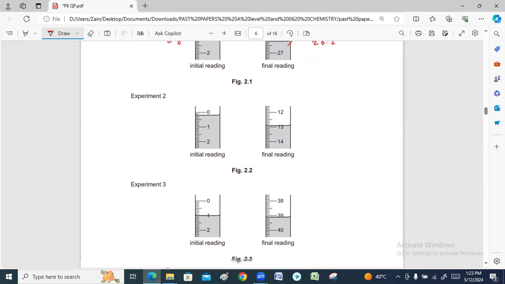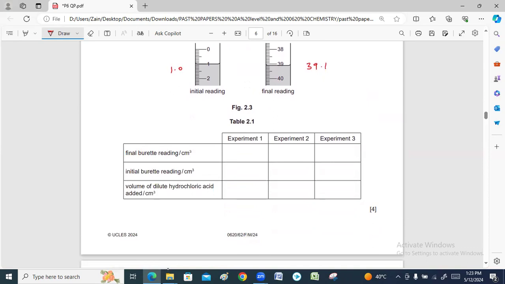In experiment 2, the period readings are 0, 0.1 and then 0.2. So this is 0.2, and the final reading is 12, then 12.5, 6, 7, 8, 9, and this is then 13.0. So this is 12.9. In experiment 3, this is exactly 1.0, and in experiment 3, the final reading is 39, and this is 39.1 because this is 39, this is 40. So 39.1. So you can complete the table by using these readings.